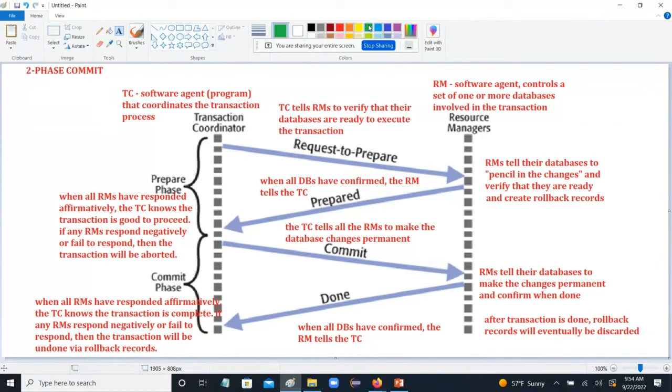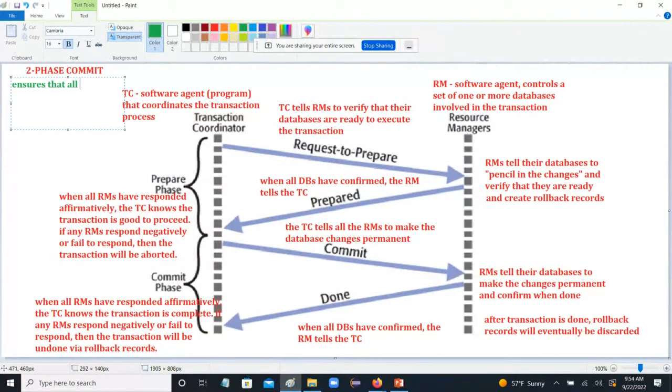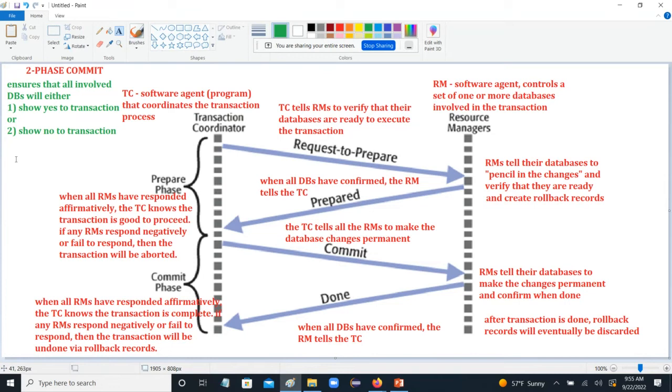And remember, the key point about two-phase commit is that it ensures that all involved databases will either show yes to the transaction or show no to the transaction, right? It's going to be one or the other. It's not going to be both. You're not going to have some databases saying that it happened, some databases saying that it didn't. That would be a horrible thing. Okay, questions on this? Does this make sense? I hope it does. This is two-phase commit.